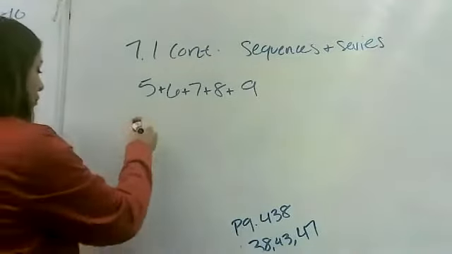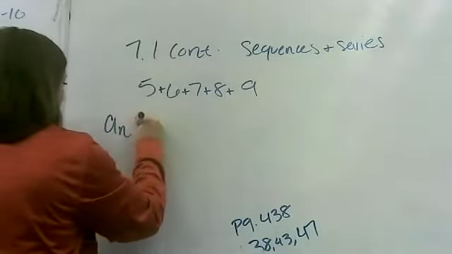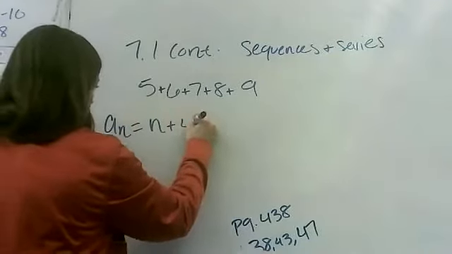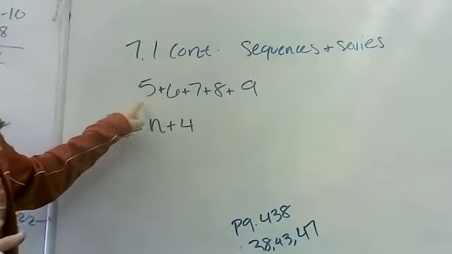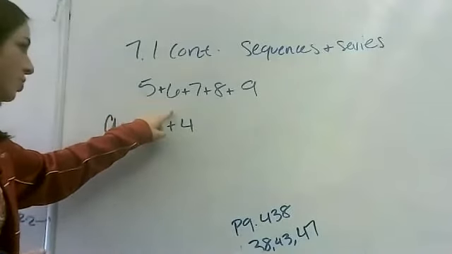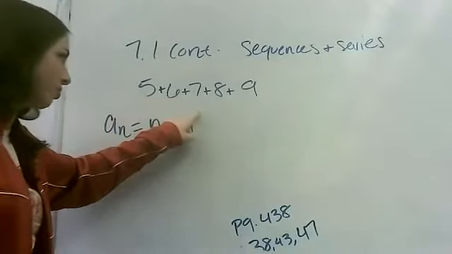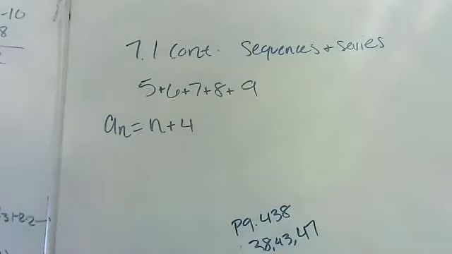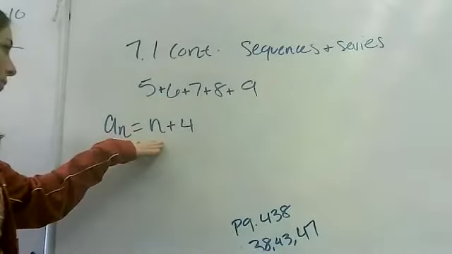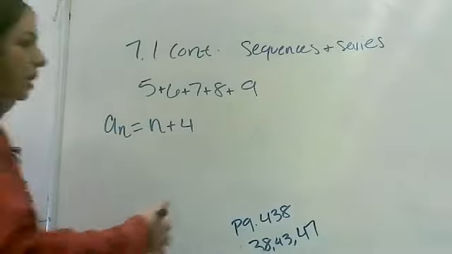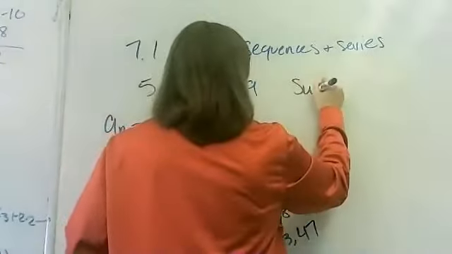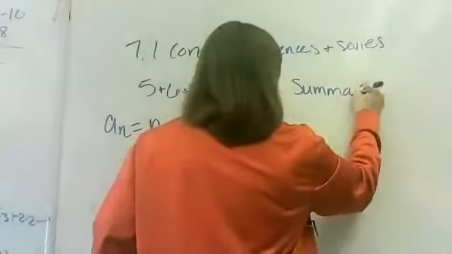The rule that we wrote for this was that a sub n equaled n plus 4. Okay, and that makes sense because here n is 1, you add 4 to get 5. Here n is 2, you add 4 to get 6. N is 3, add 4 to get 7, and so on. So this was our rule, okay? What I'm going to show you now is how to put this into something called summation notation.